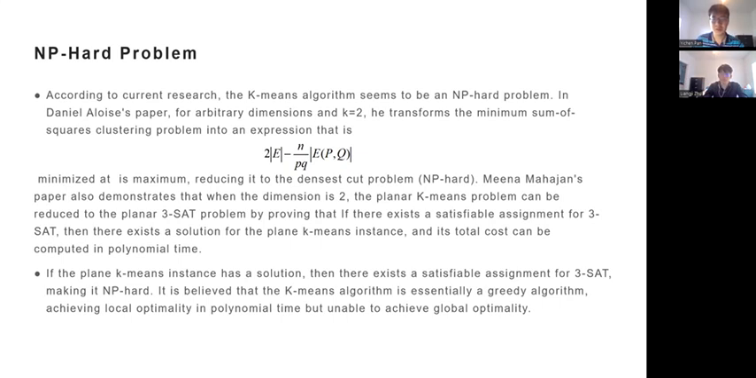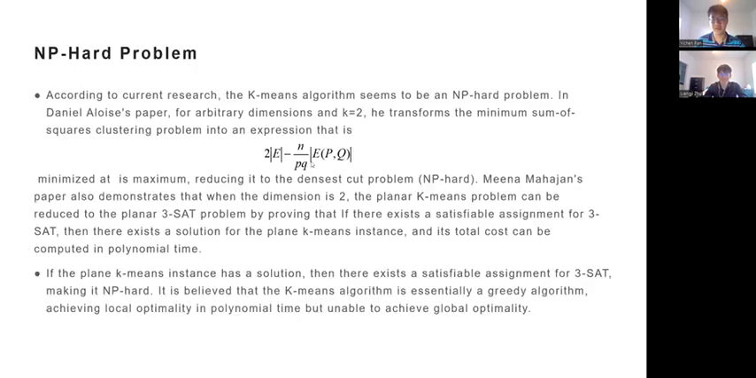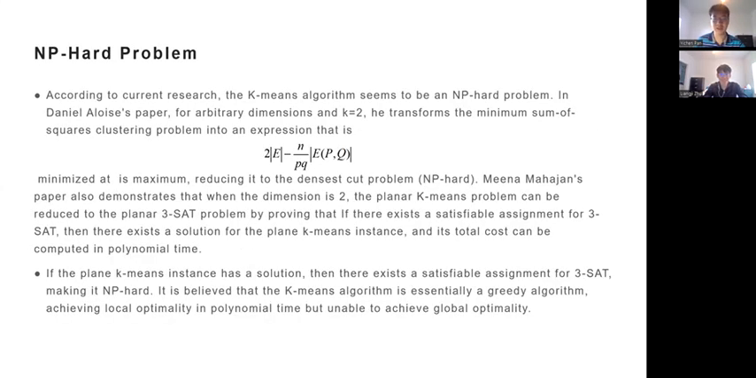According to current research, the K-means problem is NP-hard. In Daniel's paper, for arbitrary dimensions and k equals 2, he transforms the minimum sum of squares problem into an expression as follows, and reduces it to a densest cut problem, which is NP-hard. Mina's paper also demonstrates that when the dimension is 2, the planar K-means problem can be reduced to the planar 3-set problem, which makes it NP-hard.